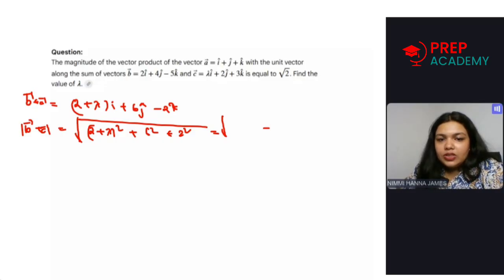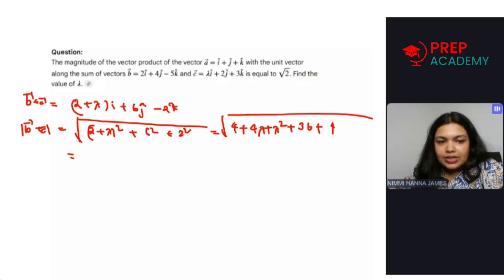So (2 plus lambda) the whole square is 2 squared, that is 4, plus 2 into 2 into lambda, that is 4 lambda, plus lambda squared, plus 6 squared, which is 36, plus 2 squared, which is 4. So the answer is finally lambda squared plus 4 lambda plus 36 plus 4, 40, 40 plus 4, 44. So this is mod of B plus C.